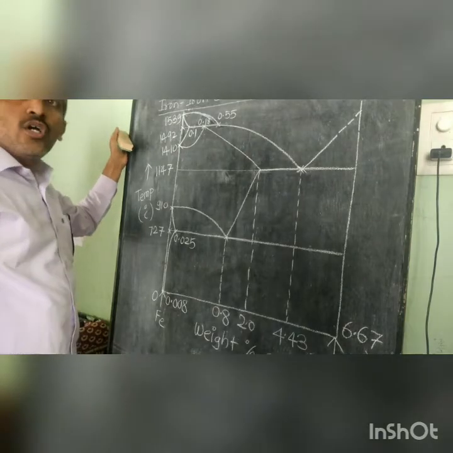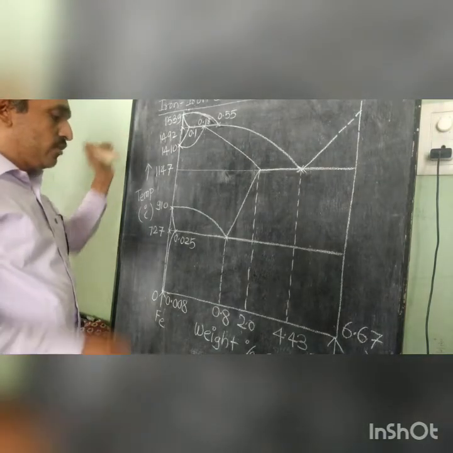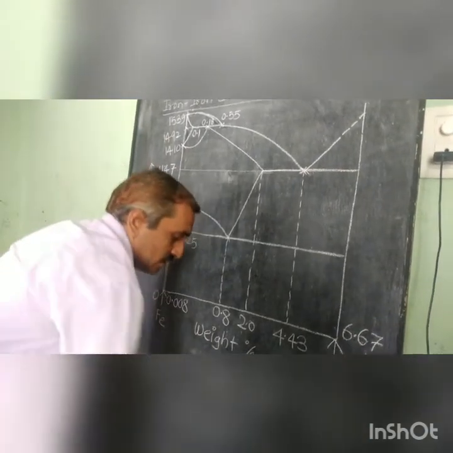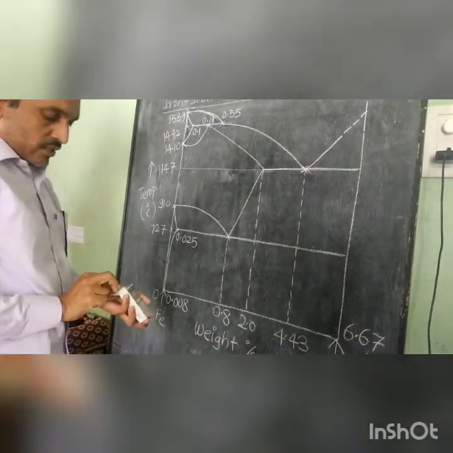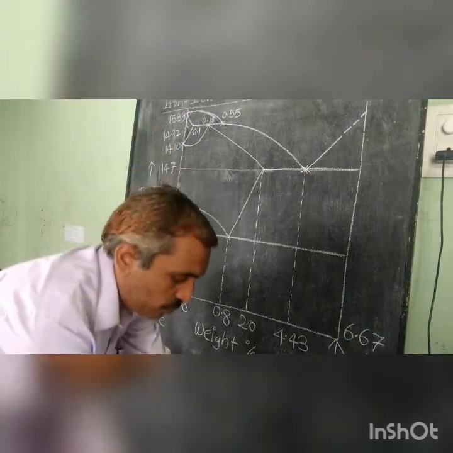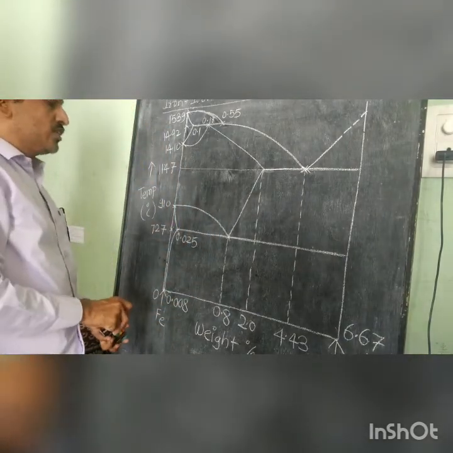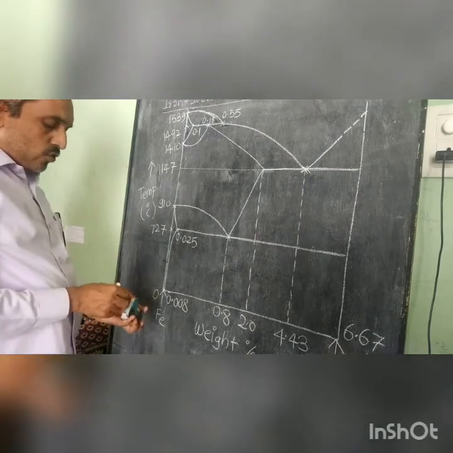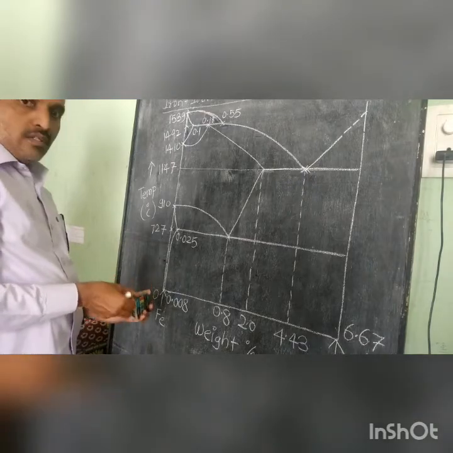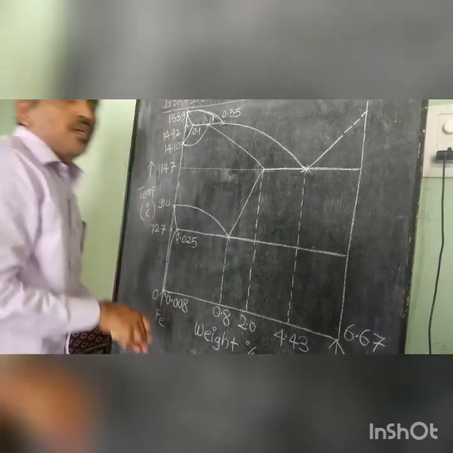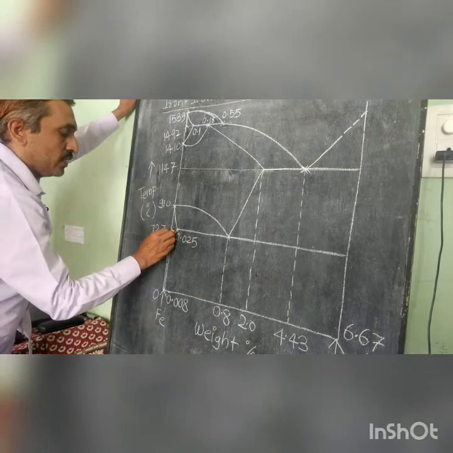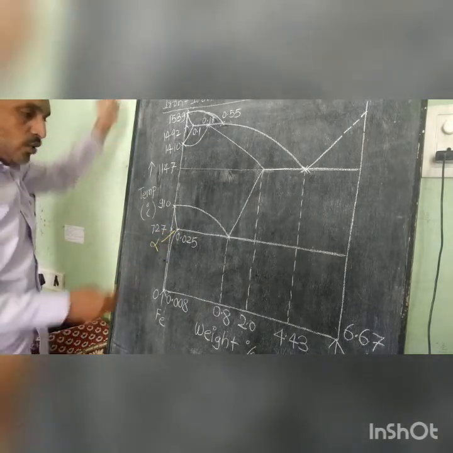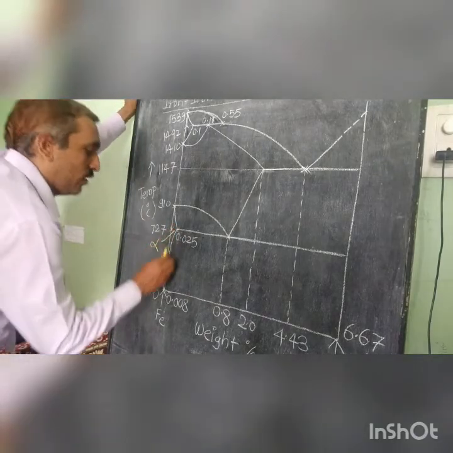This is how we draw the iron carbide equilibrium diagram. Next we will go for how to mark the phases in this. Phases can be marked here. Let us see what phases are present in this diagram. So let us go for writing the phases. The first phase present here is alpha. Most important.